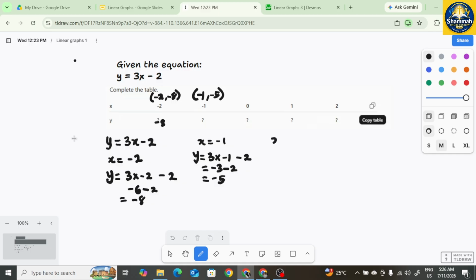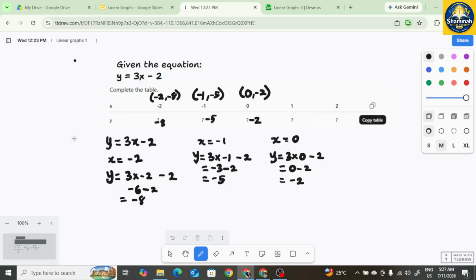Then, when x is equal to 0, y equals 3 times 0, minus 2. 3 times 0 is what? 0. 0 minus 2 gives us -2. So when x is equal to 0, our y will be -2, and this ordered pair becomes (0, -2).